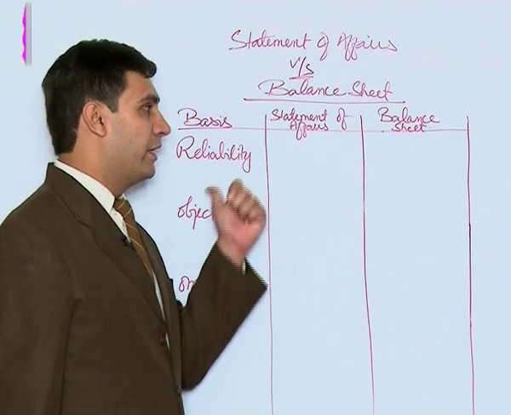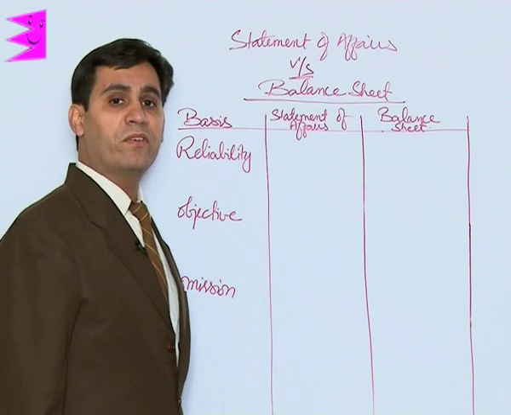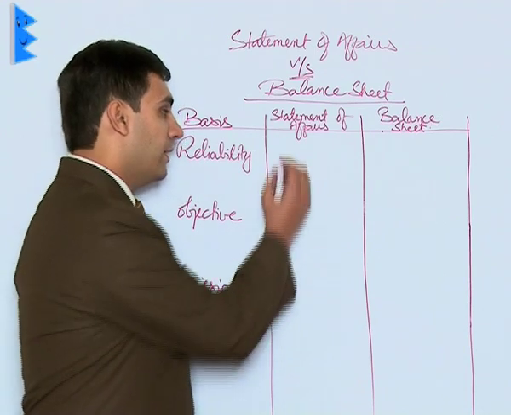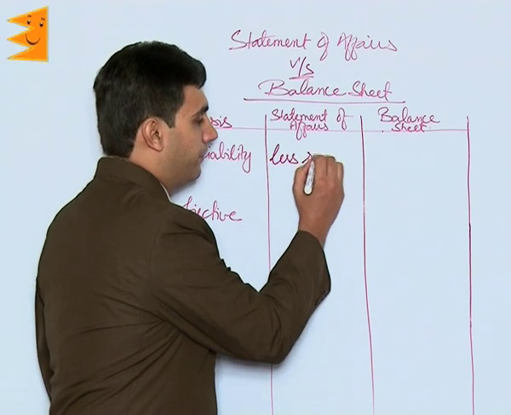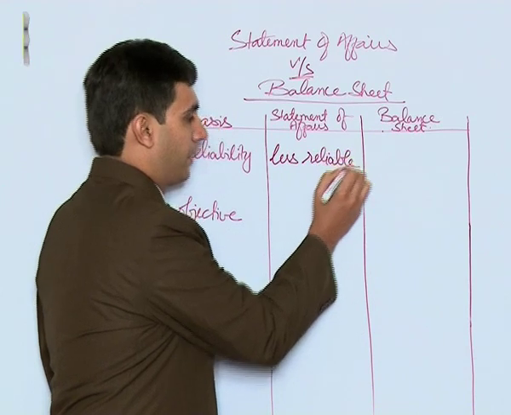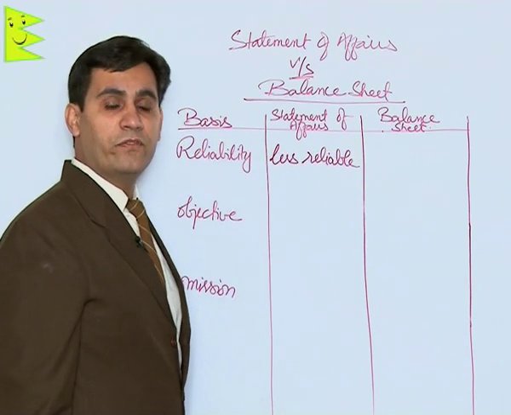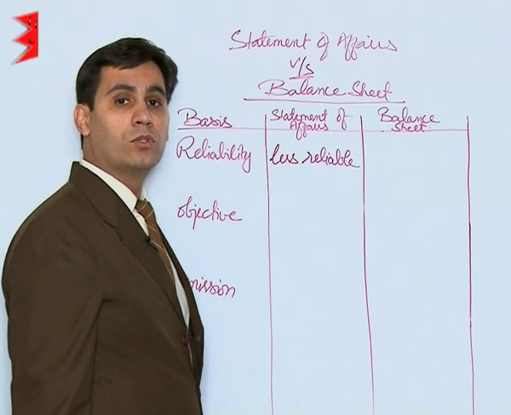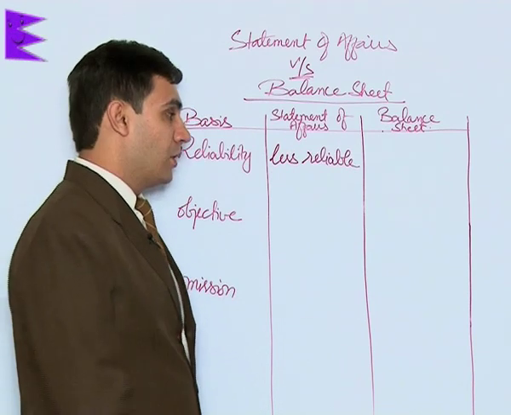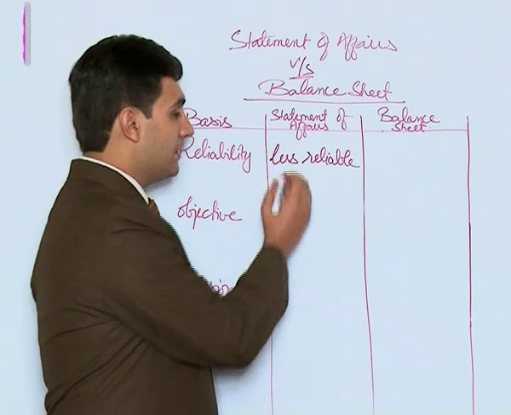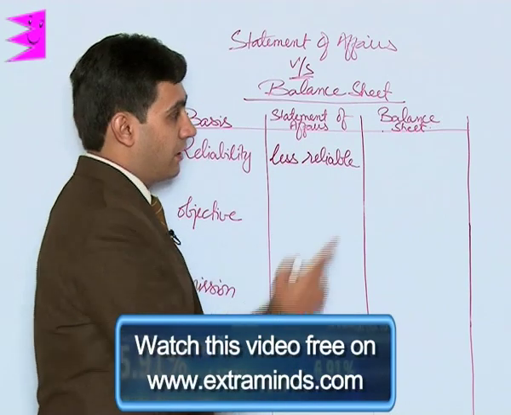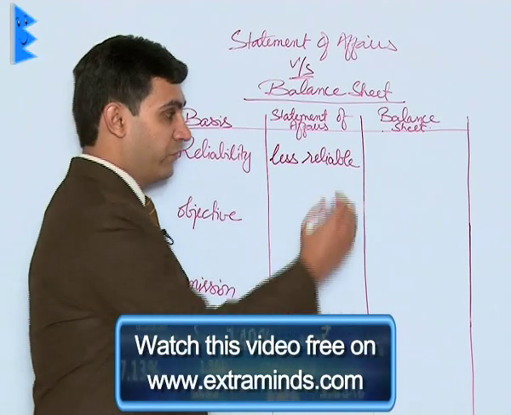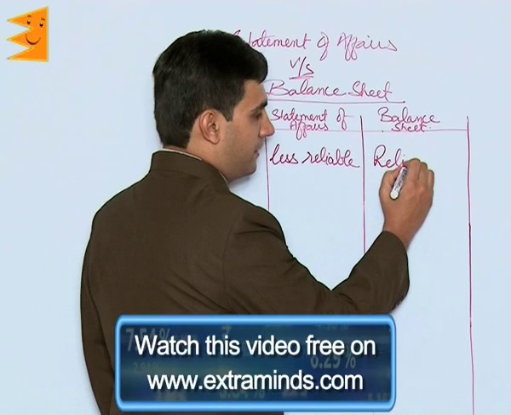On the basis of reliability. Now students, statement of affairs is prepared from incomplete records. Hence it is less reliable. Obviously, it is in the case of incomplete records that we prepare statement of affairs, and incomplete records do not present a complete picture. So the information is always less reliable in this case, whereas balance sheet is prepared in a double entry system. So the information is reliable in this case.